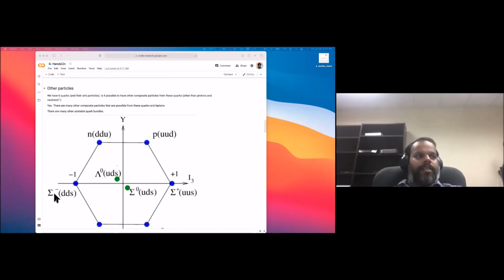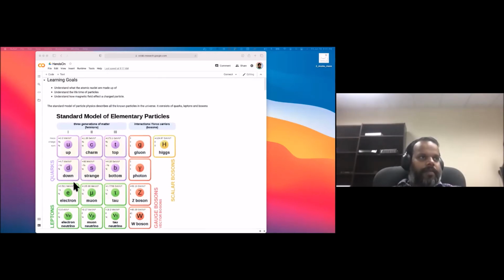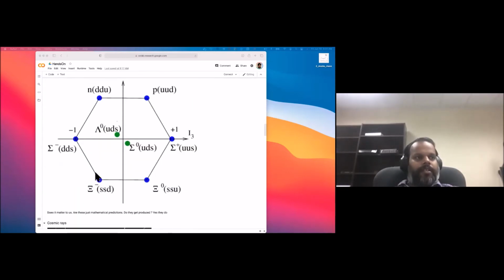In this case, this funny looking character is sigma. This is a Greek character. So this particle is labeled by the Greek character sigma. And the sigma minus is made by two down quarks and one strange quark. So that's the quark content of a sigma minus particle.